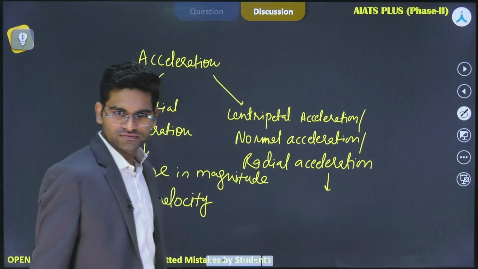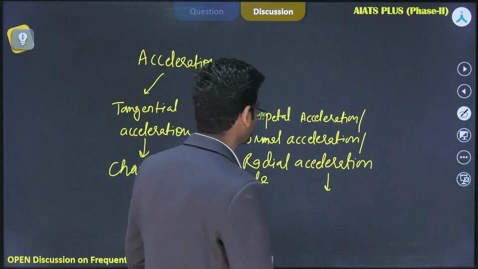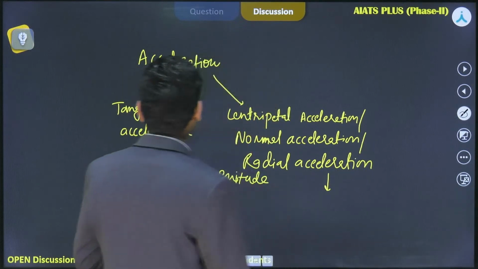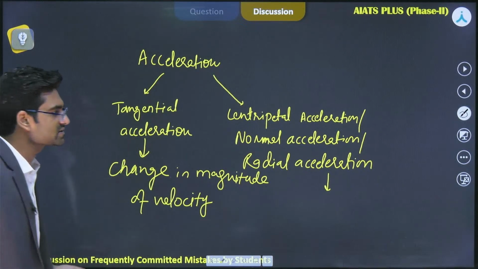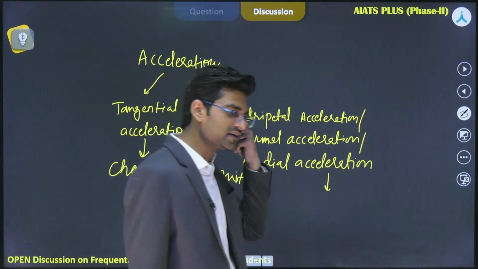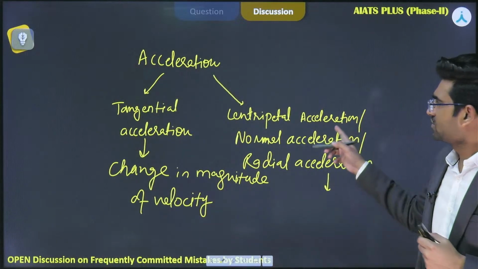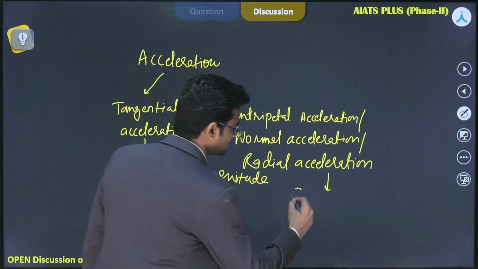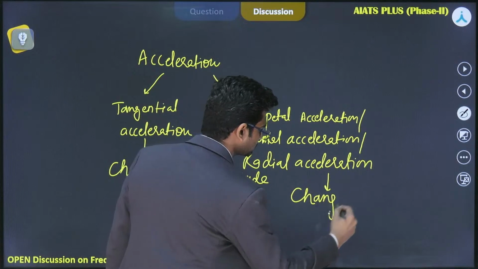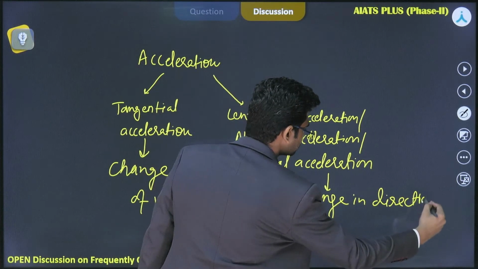Okay, Zakia, you have given option B. We will go to the question after that. So this change in magnitude of velocity is caused by tangential acceleration. What about the centripetal acceleration? Can you tell me? Centripetal acceleration causes change in the direction of velocity.